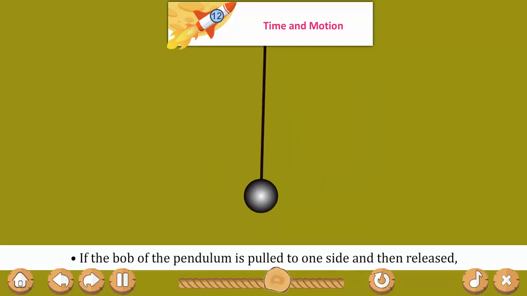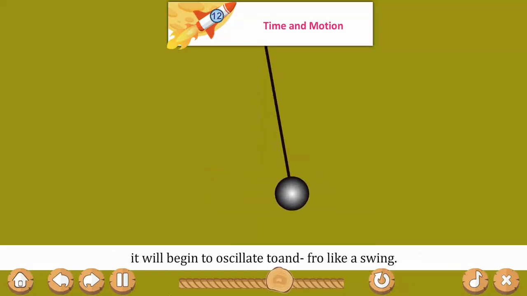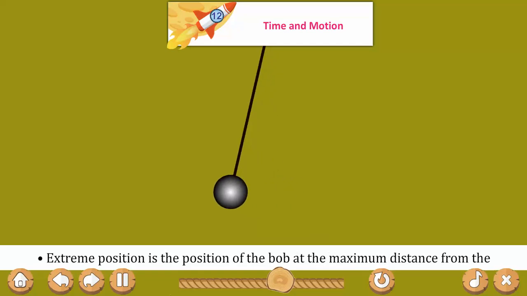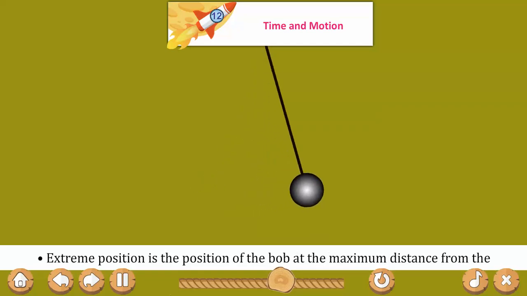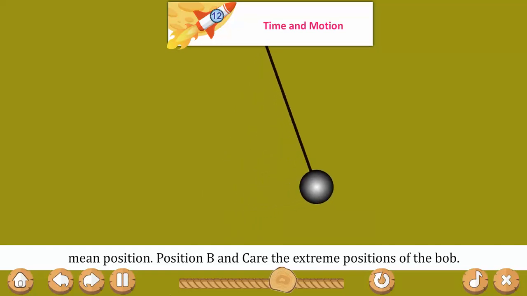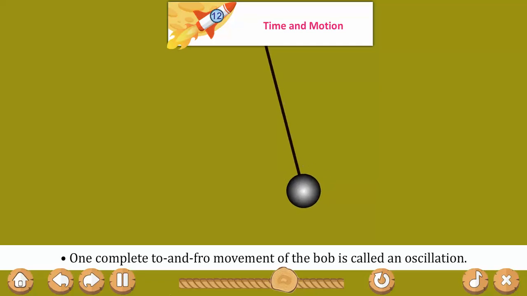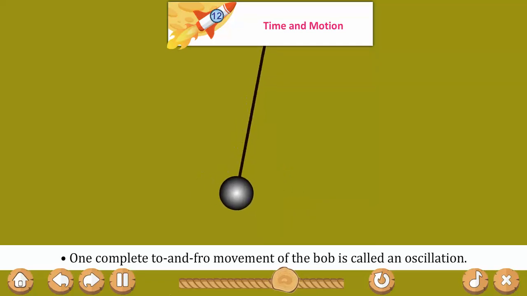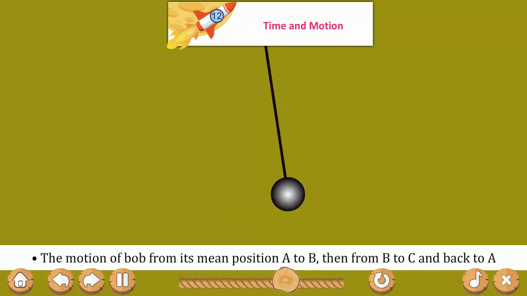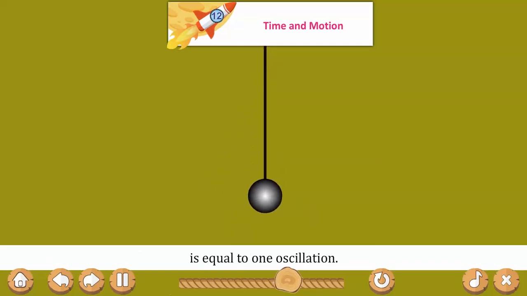If the bob of the pendulum is pulled to one side and then released, it will begin to oscillate to and fro like a swing. Extreme position is the position of the bob at the maximum distance from the mean position. Positions B and C are the extreme positions of the bob. One complete to and fro movement of the bob is called an oscillation. The motion of the bob from its mean position A to B, then from B to C and back to A is equal to one oscillation.